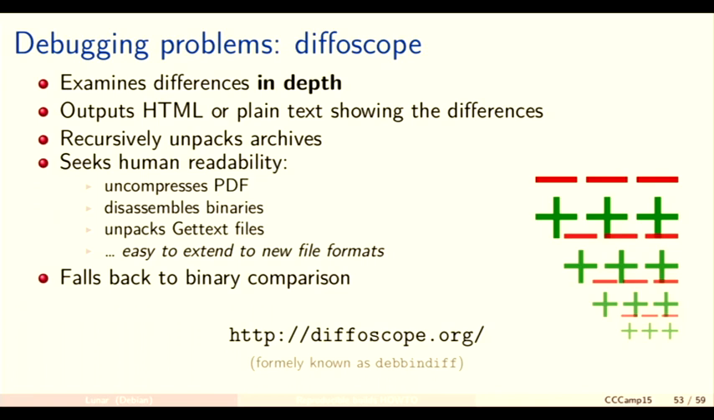It will also seek human readability, for example using pdftotext or sng or msgunfmt. It will try to turn the binary things into a human readable version and then compare those. It's easy to extend to new file formats. It's been designed for that. And if there's anything it can't figure out in the human readable version, then it will fall back to binary comparison.